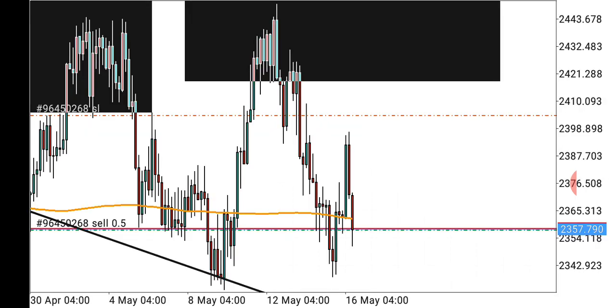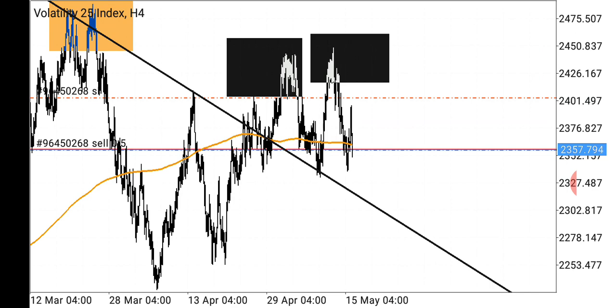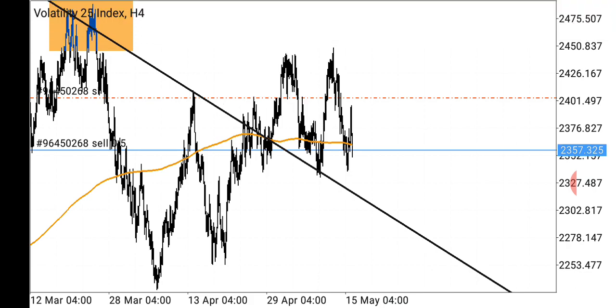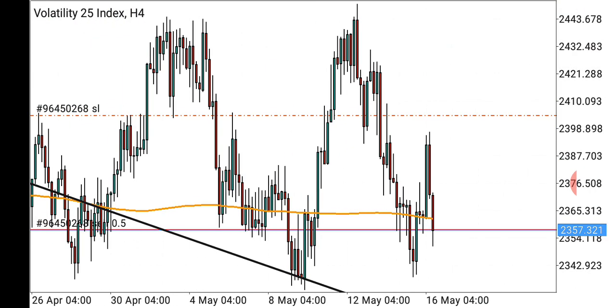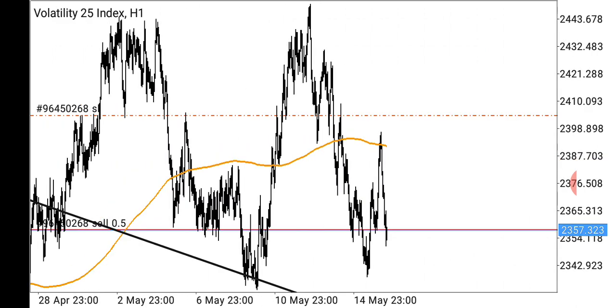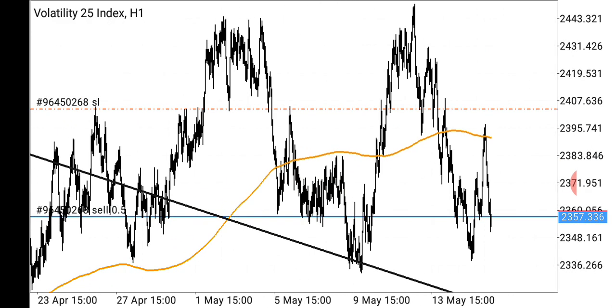Okay, this is our 4 hour. You can see the M pattern is very clear. So we are expecting a continuous sell down from here. Let's go down to our 1 hour. This is the last time frame we use for analysis or for entry. We use it for the entry.